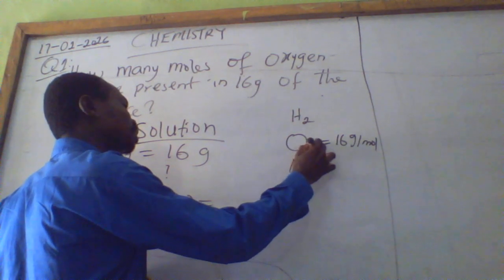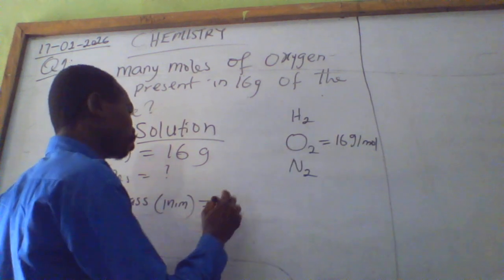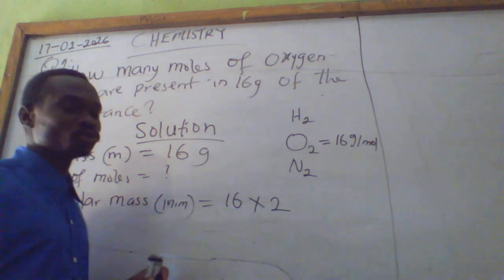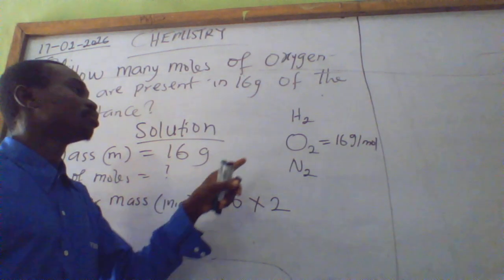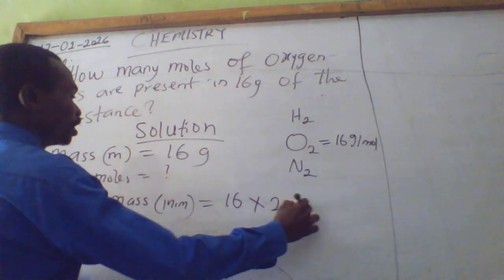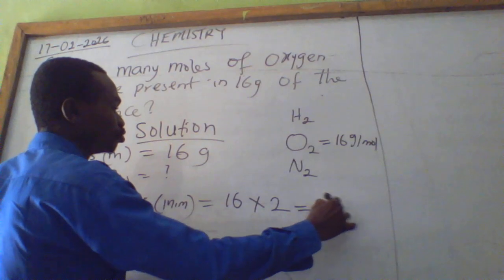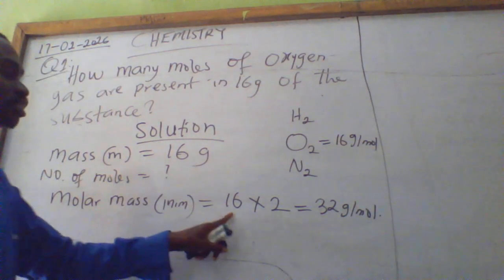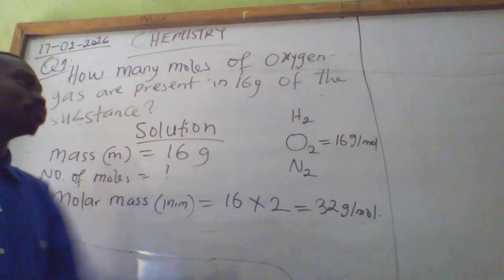So if oxygen is diatomic, the molecular mass of this oxygen is 16 times 2. In the next video, we'll be treating how to calculate relative molecular masses of compounds. So here, the molecular mass or the molar mass of oxygen is 32 grams per mole. So please don't go and use 16 as the molar mass in this case. It's 32 grams per mole.